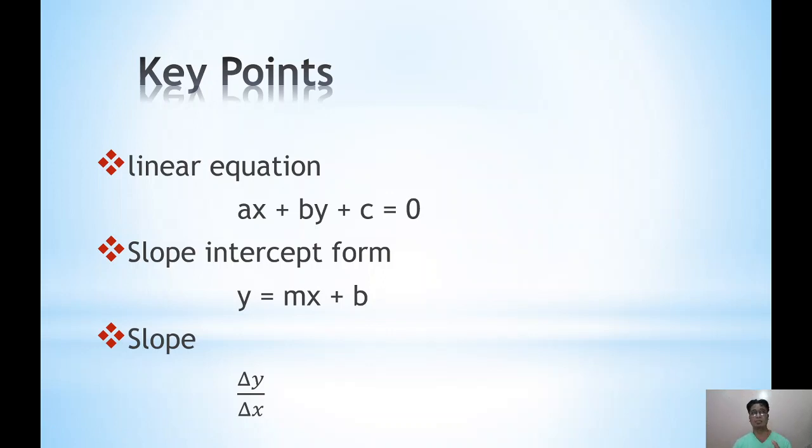Kaya kung mas maiintindihan natin, that will be y's of 2 minus y's of 1, kasi yung y yung patayo, all over x of 2 minus x of 1. Ito po yung run, yung nakahalang, horizontal. Okay? Ito gagamitin po natin sa graph ng system of linear equation.